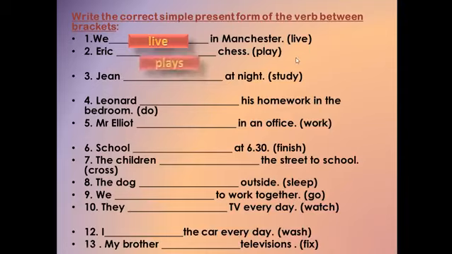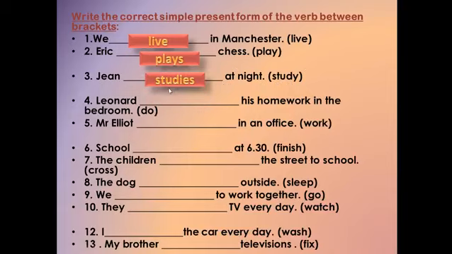Okay, Eric plays chess. Why plays? Because my subject here is Eric, he's a he, and my verb ends in a vowel, a and a y, so I simply add an s in the present simple. And Eric plays chess, this is a fact about Eric, this is a truth about Eric, so I use the present simple. Now number 3, Jean at night, and I have study.